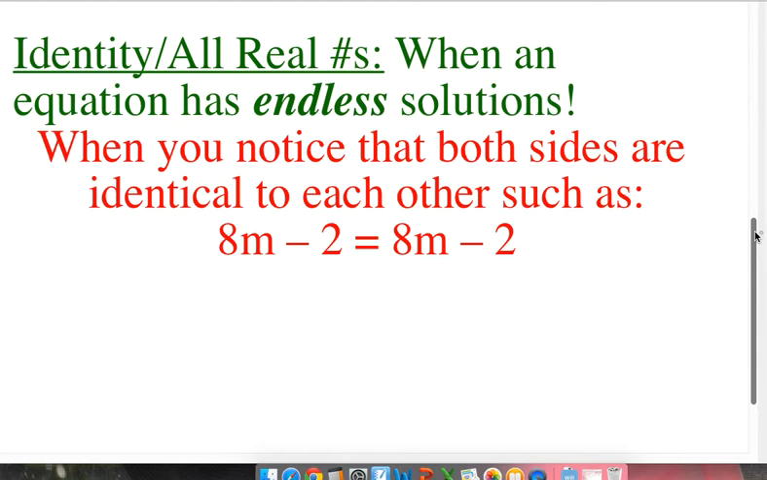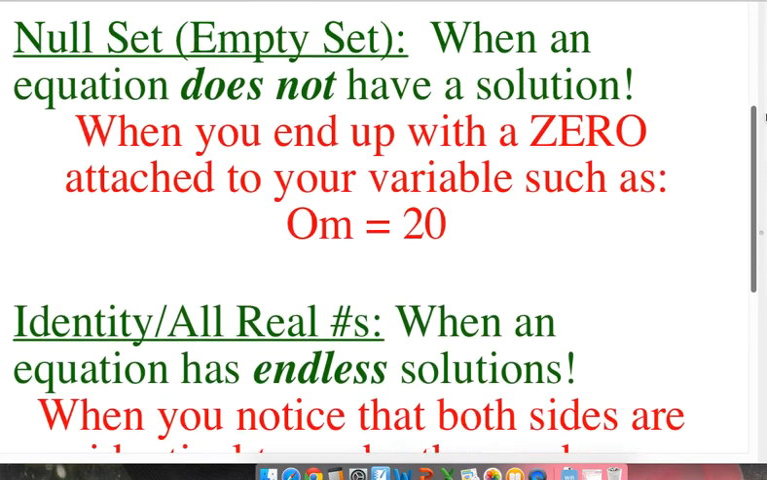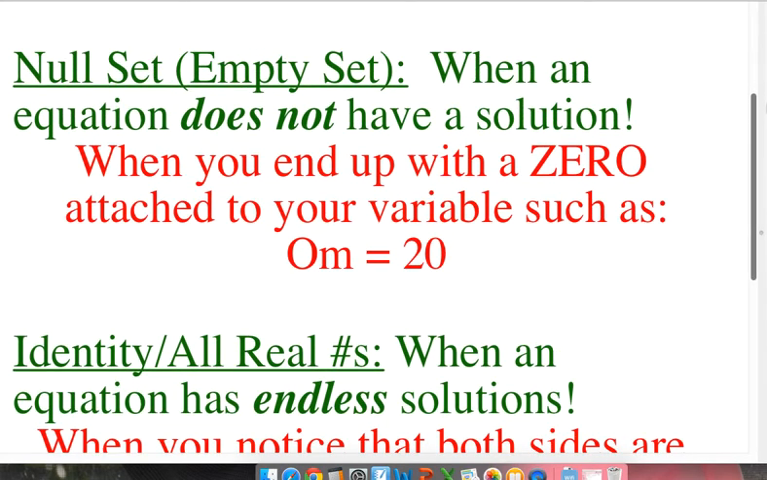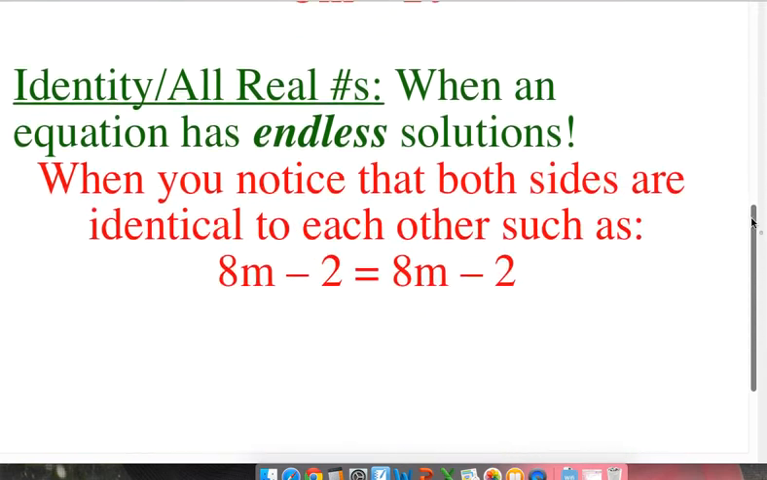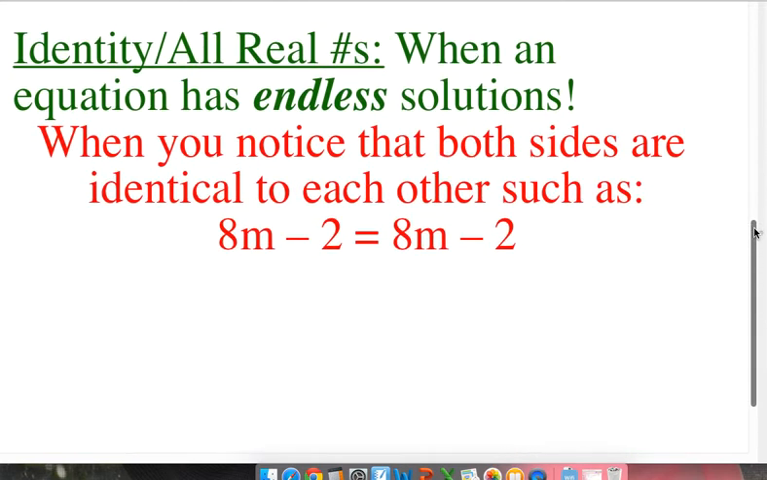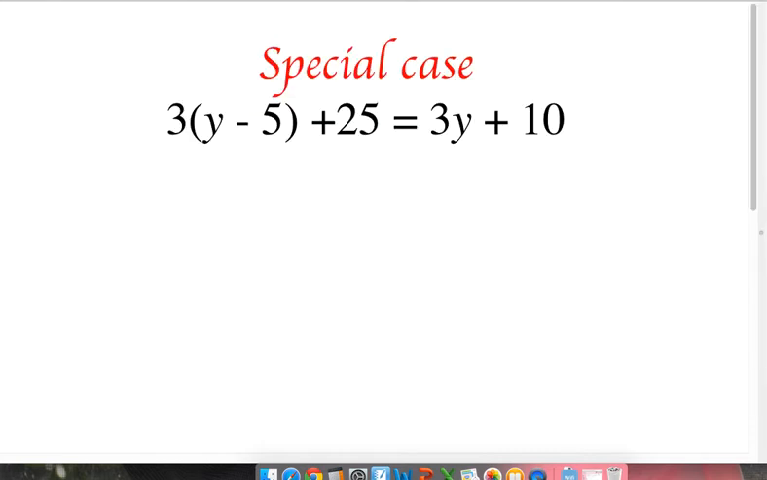So again, we have some cases where no number will work. That's called no solution or empty set or null set. Or we have situations where any number you choose will work, and that's called identity or all real numbers. So let's take a look at some of these special cases. And of course, they are multi-step equations.